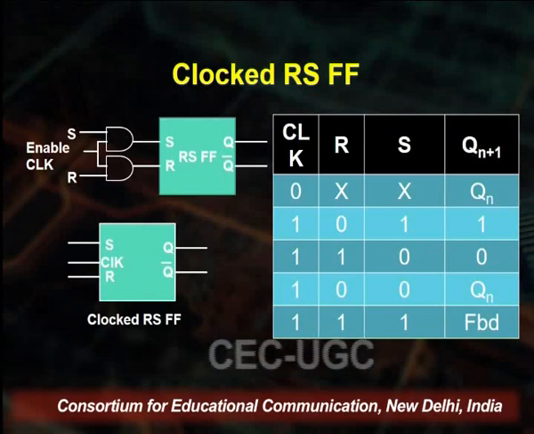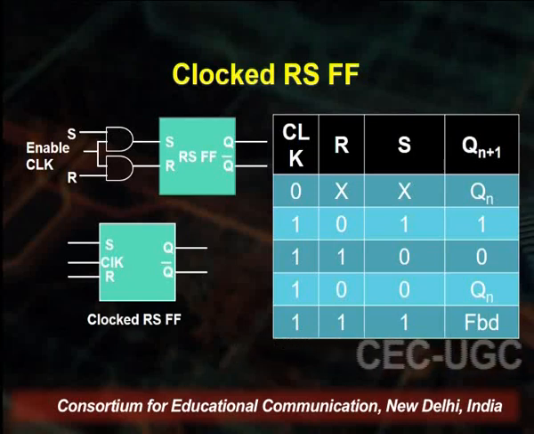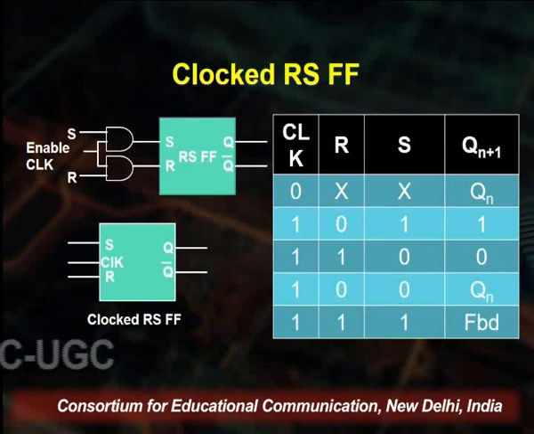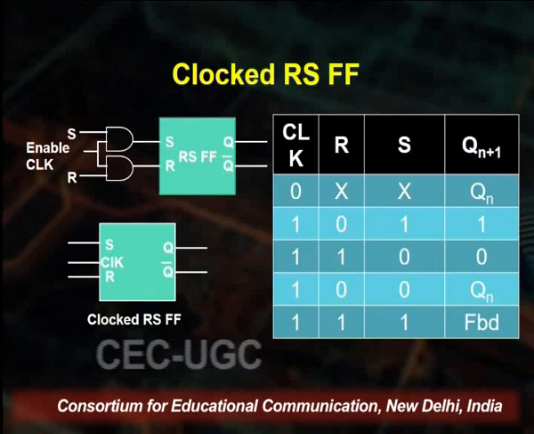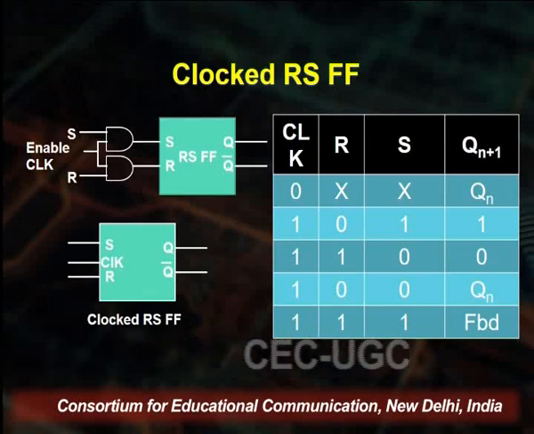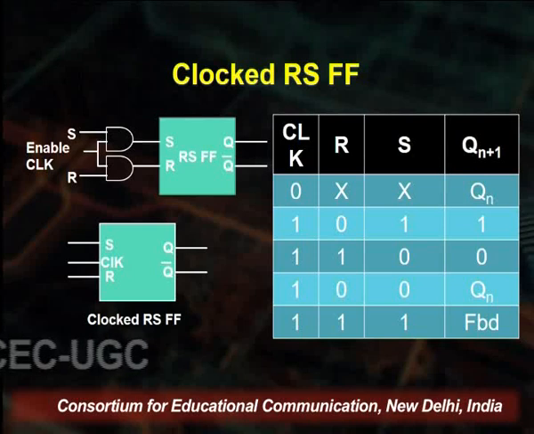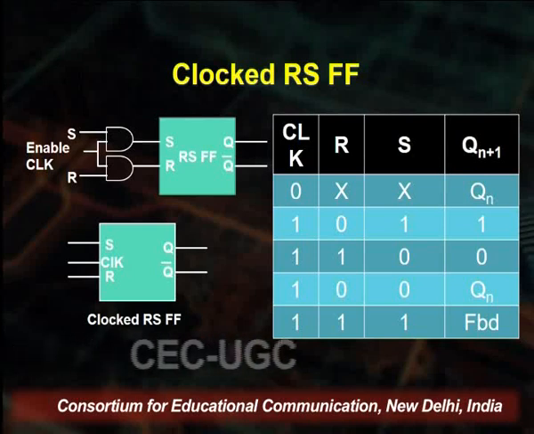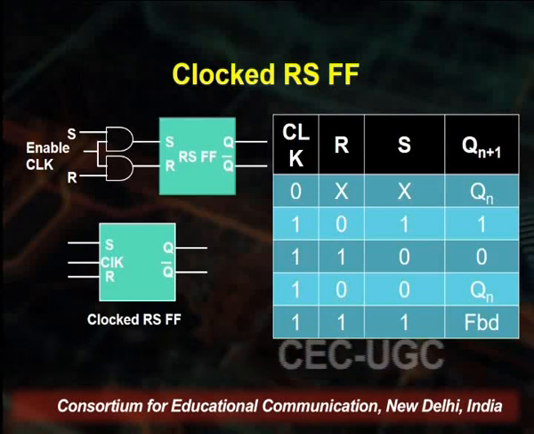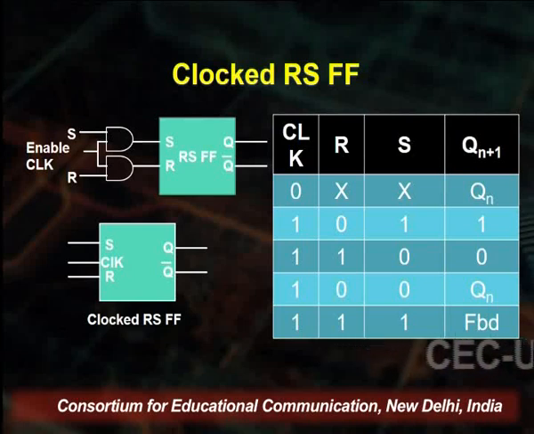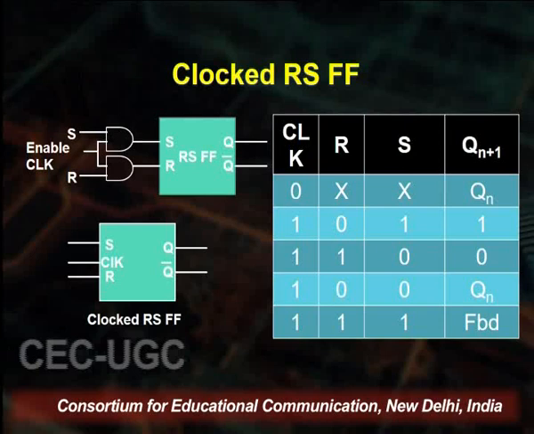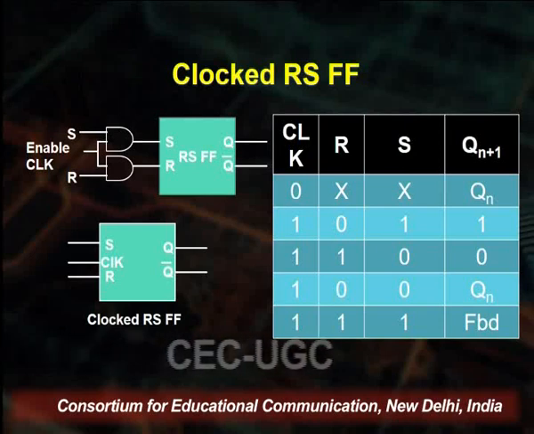Otherwise, the moment enable is 0 or clock is low, irrespective of the values or the combination of S and R, the output of the two AND gates will be 0, 0. And for the RS flip-flop, the output Q and Q bar will be fixed at the last state. Of course, Q and Q bar will be complement of one another.